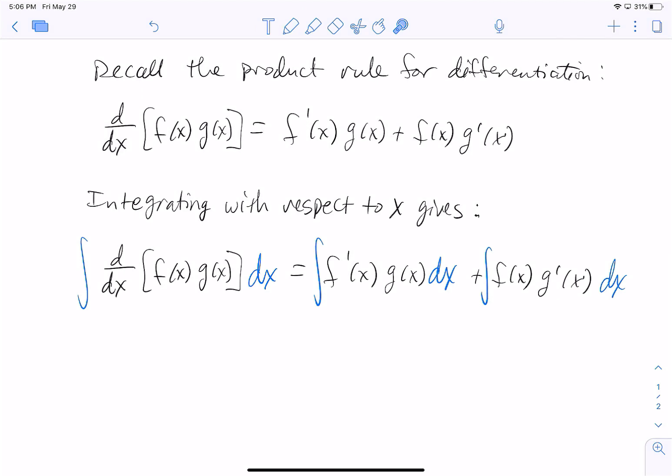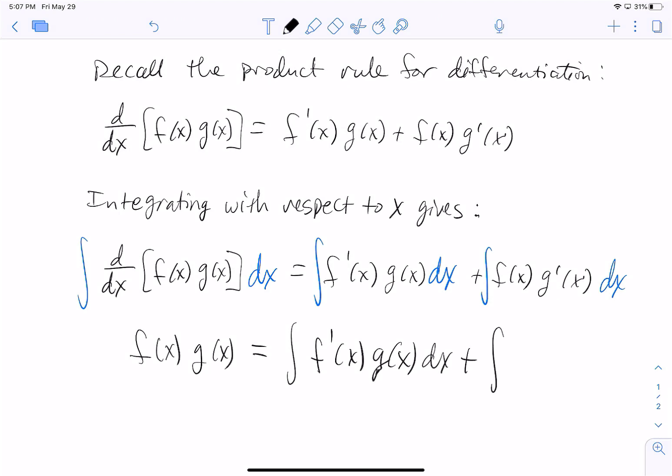Remembering that every integral needs a differential. Because of the first fundamental theorem of calculus, we know that the integral and the derivative offset each other. And so on the left-hand side, we're left with just the product f of x times g of x. And on the right-hand side, there's nothing to do but write down the integrals the way they are. And so we have the integral of f prime of x g of x dx plus the integral of f of x times g prime of x dx.